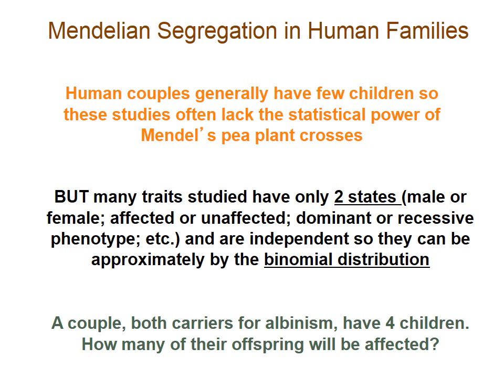So now we're getting to those problems. A couple, both carriers for albinism, have 4 kids. How many of their offspring are going to be affected? This is a typical problem that you could have to do. So what would you do in this case?